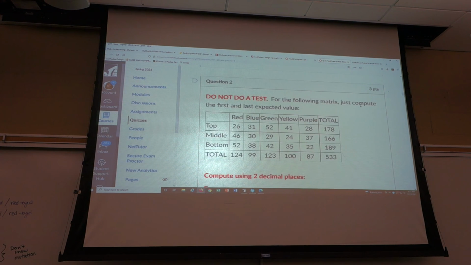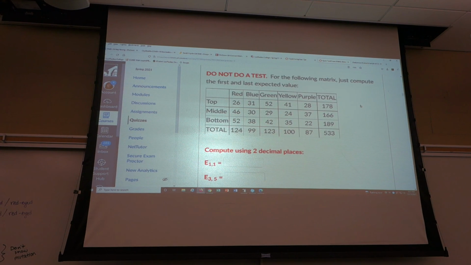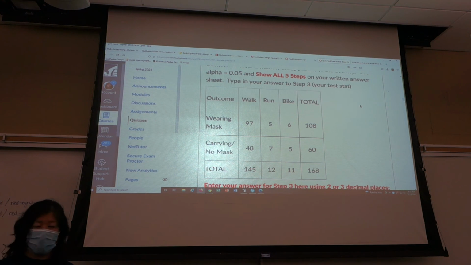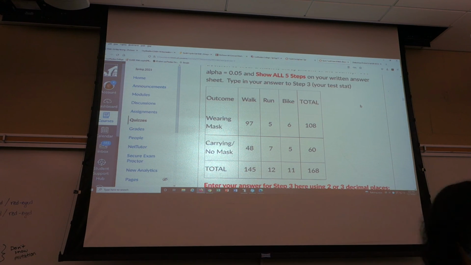Let's do this one. I want you to find the expected values that you need to find. And so just do step 3, because steps 1, 2, 4, and 5 are exactly the same as the one you just did. So just do step 3. Your 2 expected values and the test stat, chi-squared.